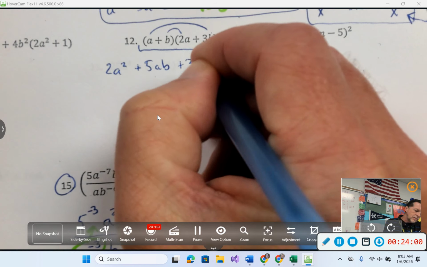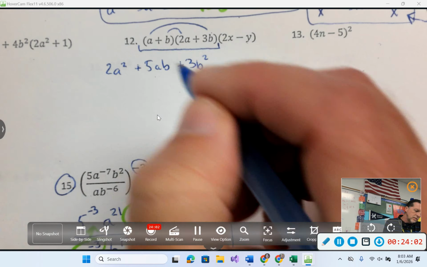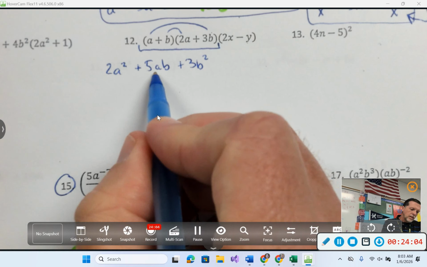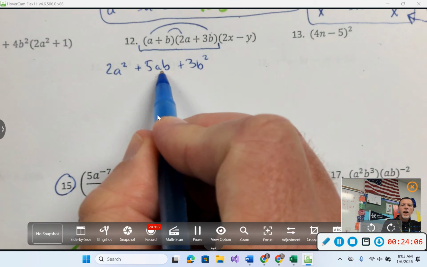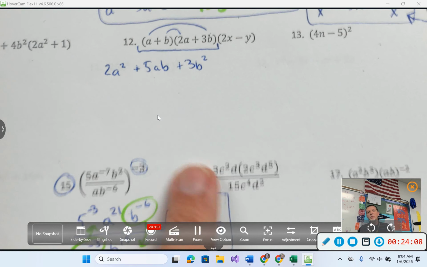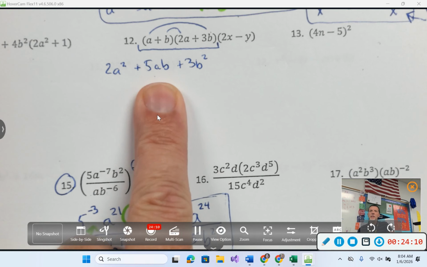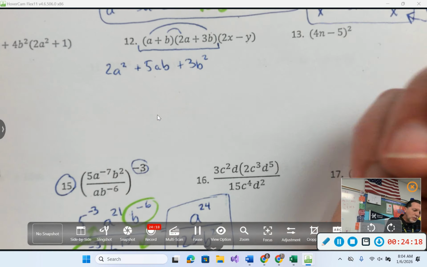Why would you put the A behind the B? You just put it by alphabetical. I usually do it by alphabetical, but it wouldn't be wrong to call that 5ba. That'd be the same thing. It would look kind of funny to math teachers, yeah, but it wouldn't be wrong. I'm just going to do it alphabetically. Most people do it alphabetically.